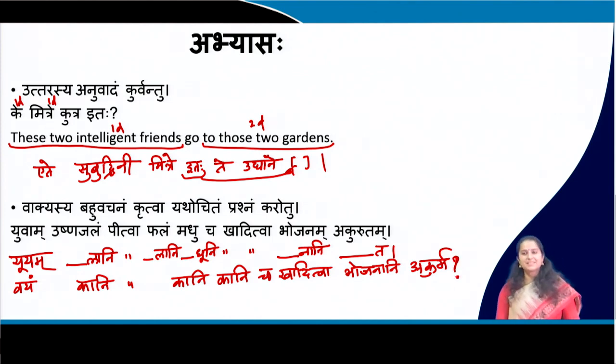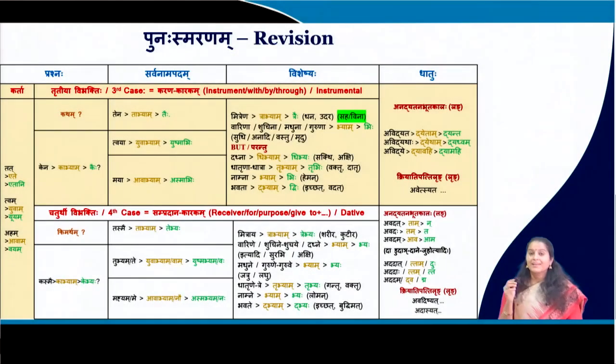Astu, spashtamasti. So let's move on. In the second table here, which has the Tritiya and Chaturthi Vibhakti, what happens? So Tritiya Vibhakti, third case, Karana Karanakam, instrument with, by, through as prepositions, and it is the instrumental case.